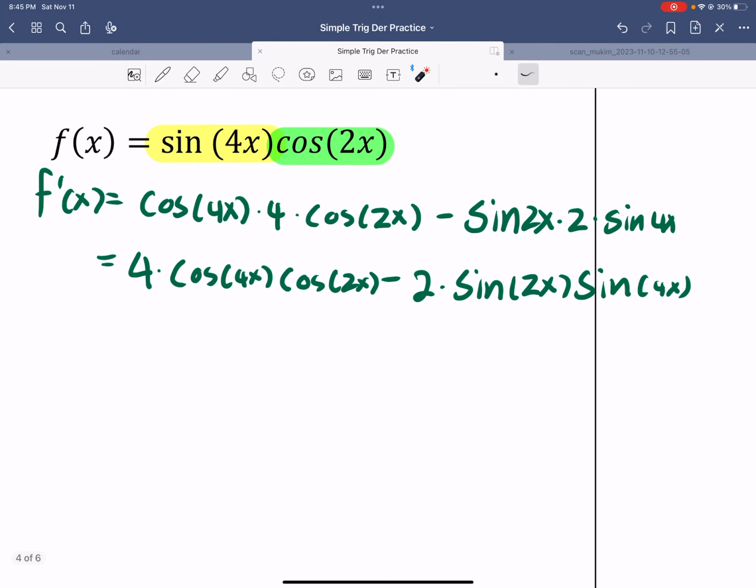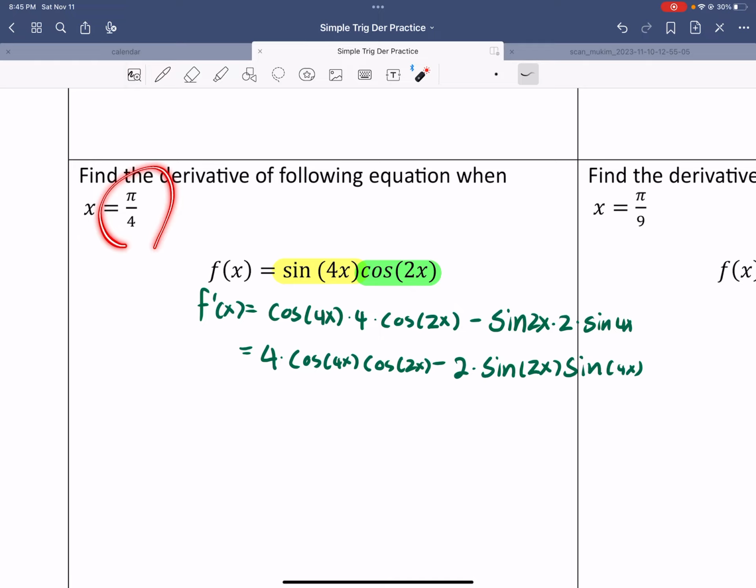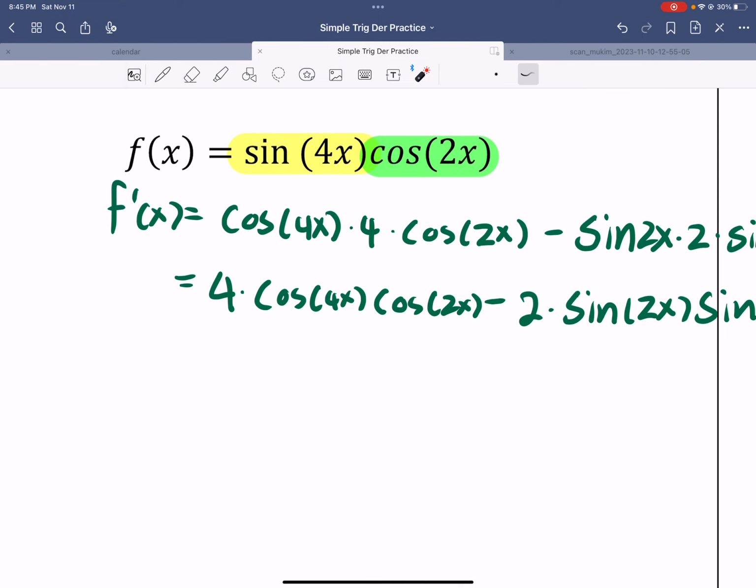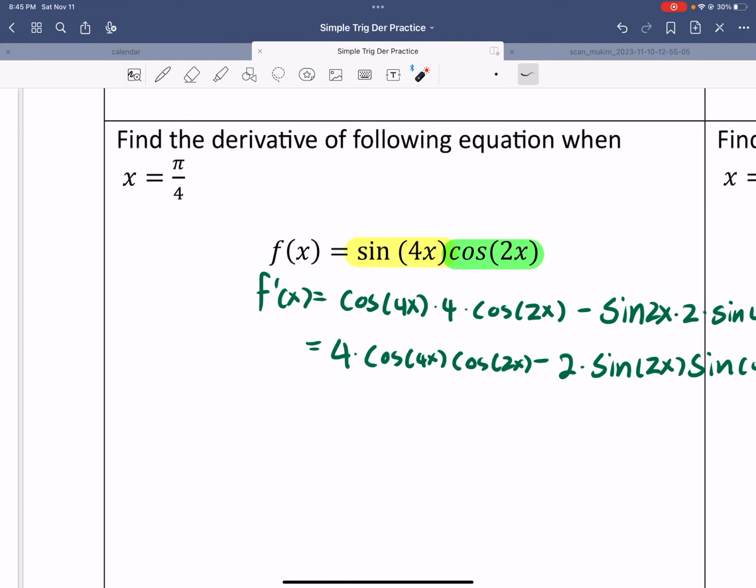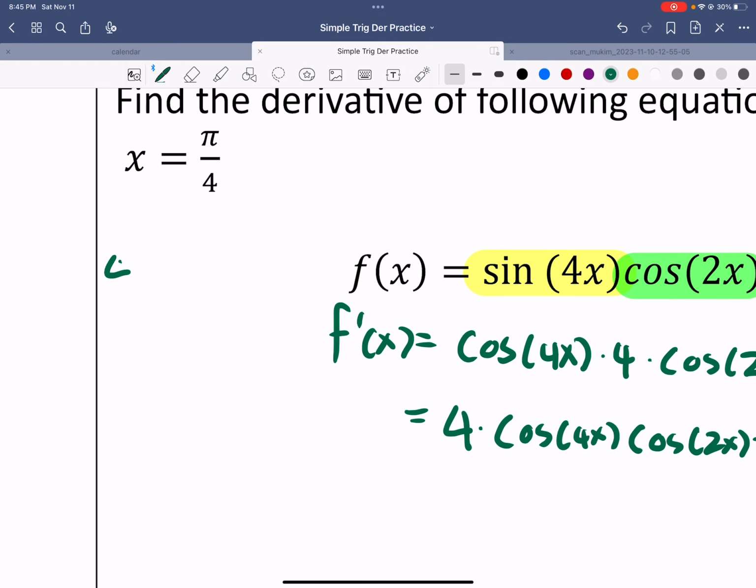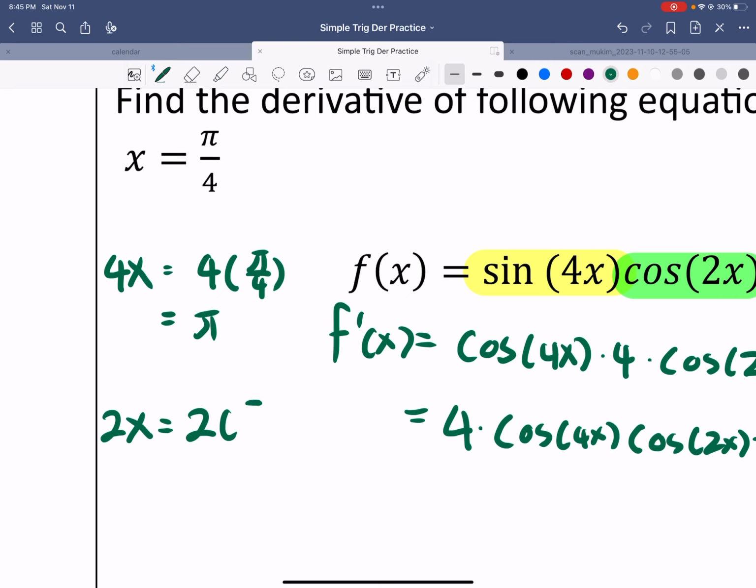So now let's plug it in. Here I'm gonna plug in pi over 4, but as you can see, I have a 4x and 2x, right? So let me write down both of them. For the 4x, it's the same thing as 4 times pi over 4, which is gonna be just pi, right? And for the 2x, it's gonna be 2 times pi over 4, which is pi over 2.